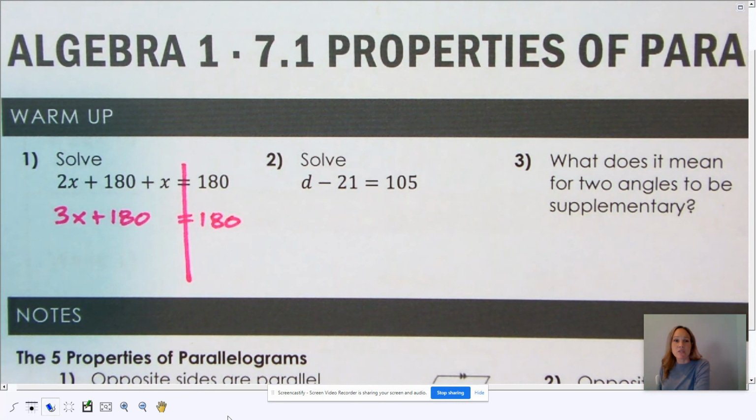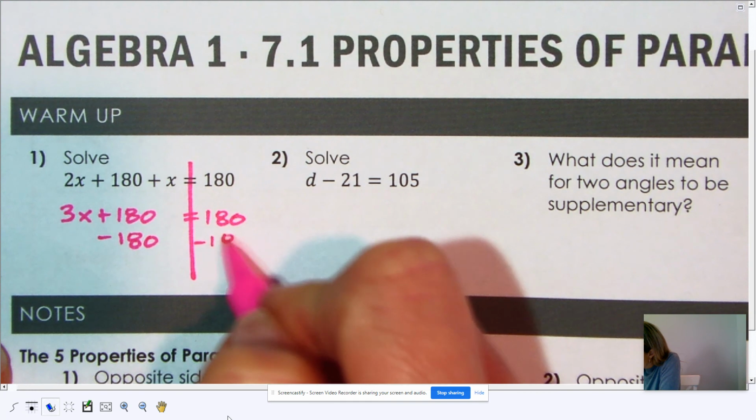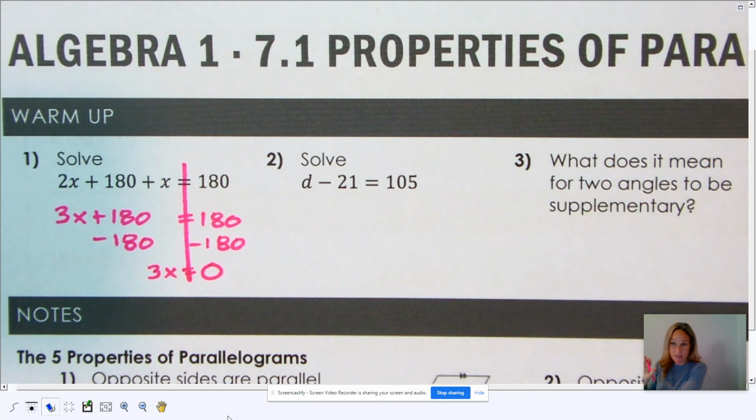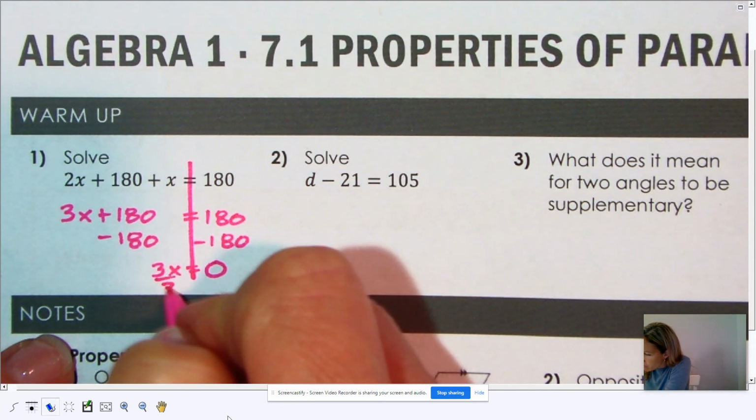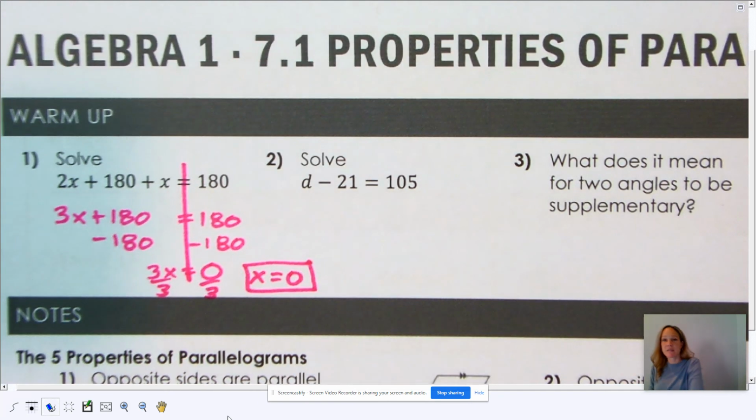And then I want to get the x by itself. So I'm going to get rid of the plus 180 with a minus 180 on both sides. So we have 3x is equal to 0. 0 is a number. So we divide by 3. And our answer is 0. So the value of x that makes that true is when x is equal to 0.